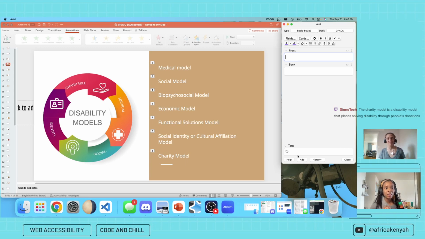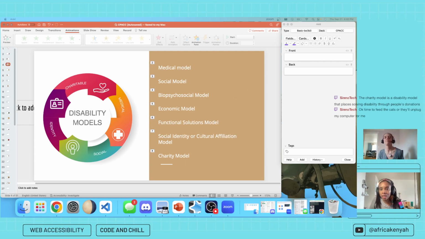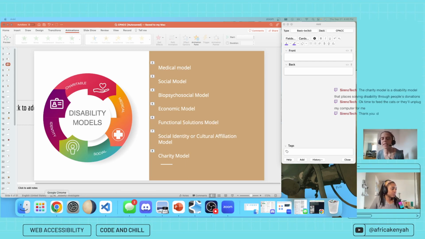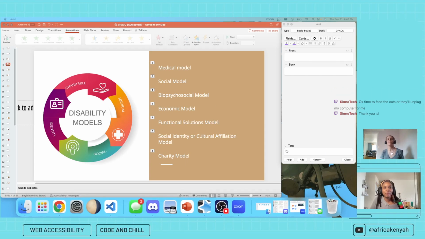Sinotech said the charity model is a disability model that places solving disability through people's donations. Actually, that's brilliant. Man, you have a way with explaining it in one sentence that I really like. Thank you, Sino. Go ahead, because I'm about to give us a break. Okay, I was just gonna say to add to what he said there, add that they need assistance from outside. I think that would work, yeah, it's like they can't do it themselves.